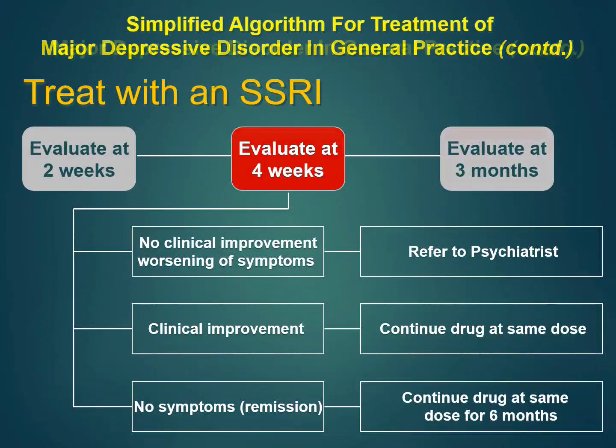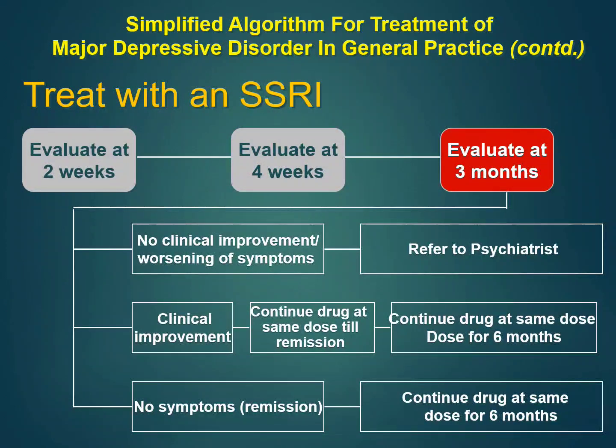At 3 months, no improvement, again psychiatrist. Clinical improvement, continue, and then continue the drug at the same dose for 6 months. When no symptom remission, again continue and see whether remission occurs. Sometimes it is a delayed remission.